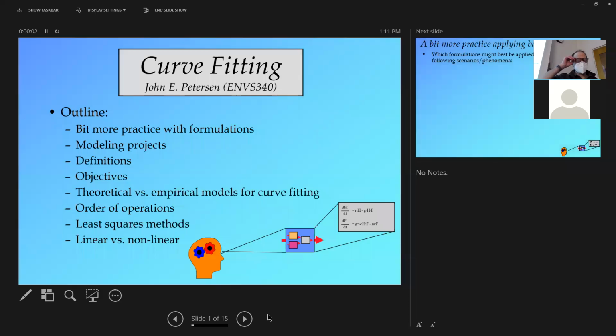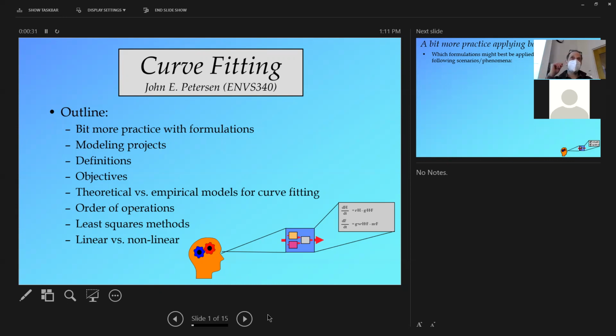So like I say, I want to focus towards the end on talking about projects and helping you guys get your proposals together. But the main focus of today is on curve fitting, which is the technique used to derive all of these coefficients that get used in all of the models you've done so far, which we haven't talked about. So that's kind of where we're headed.